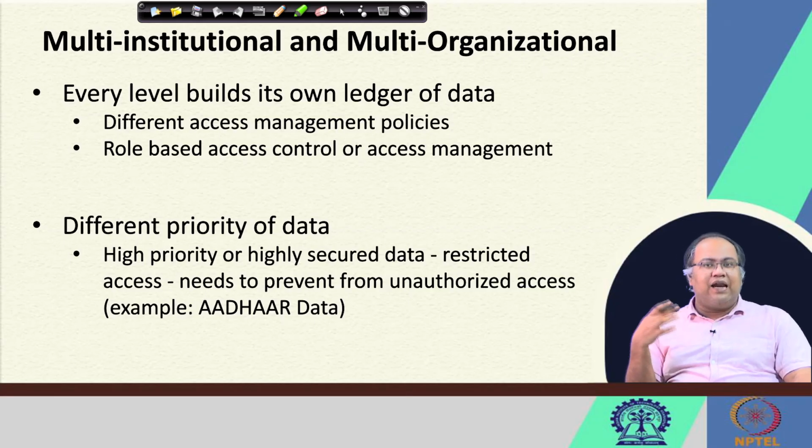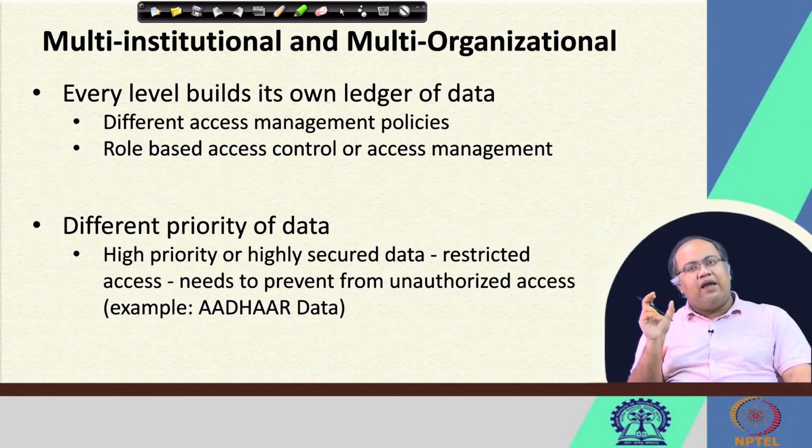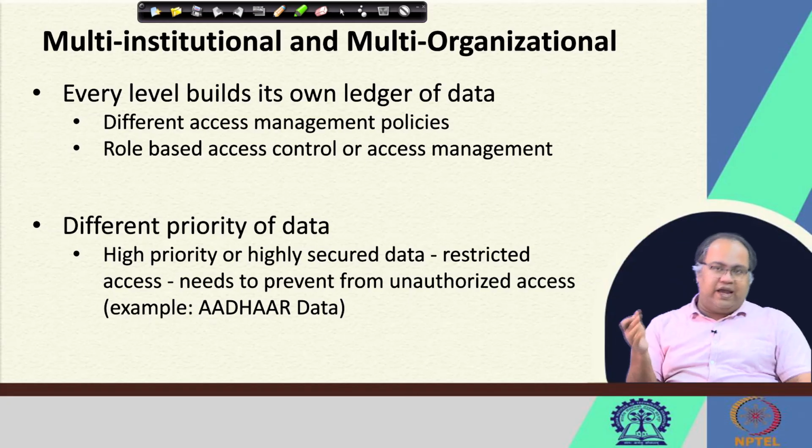The data or the assets flowing in this entire system have different priorities. Certain information is highly sensitive, so it has high priority and is highly secure data or assets, with some kind of restricted access. For example, think about a simple piece of information like the Aadhaar data, which we have also mentioned earlier. In the Aadhaar data, some part of the information you can make public, and there is possibly no harm in it. Again, it is debatable.